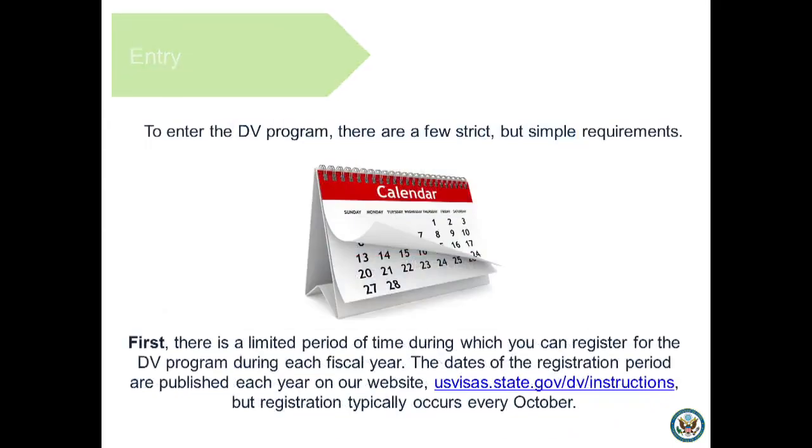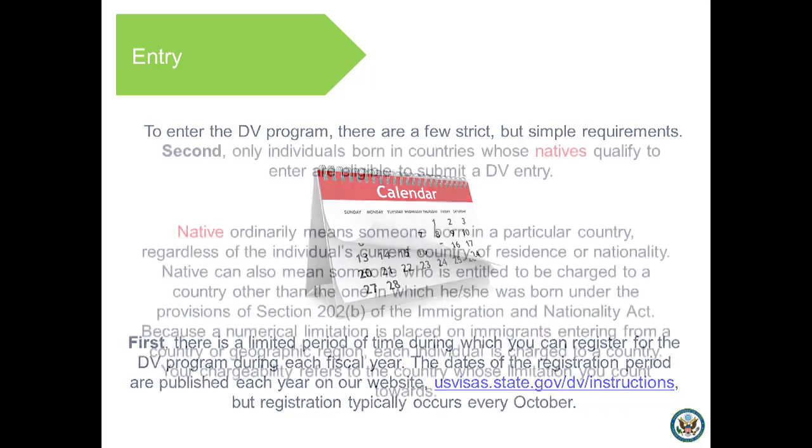To enter the DV program, there are a few strict but simple requirements. First, there is a limited period of time during which you can register for the DV program during each fiscal year. The dates of the registration period are published each year on our website, usvisas.state.gov/dv/instructions, but registration typically occurs every October.